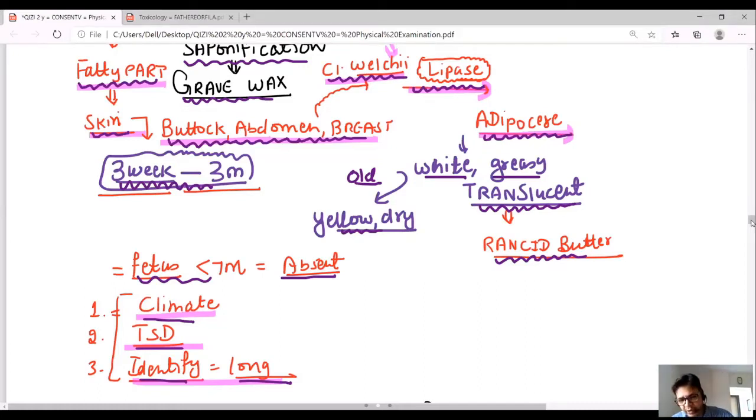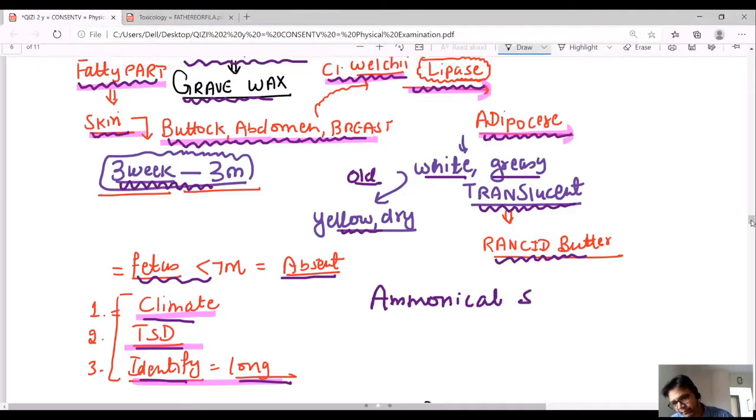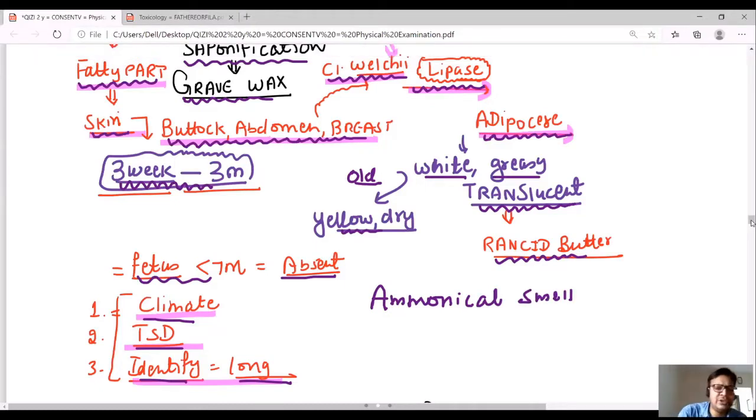Now, you can write down one more word: adipocere gives ammoniacal smell. देखो सर, क्वेश्चन क्या क्या बन सकते हैं? Listen, it occurs in warm and humid climate में होता है. What is the smell given? It is rancid butter or ammoniacal smell. It is also known as saponification or grave wax.